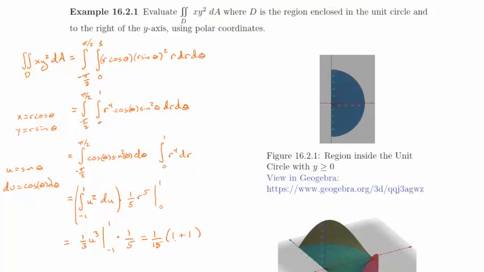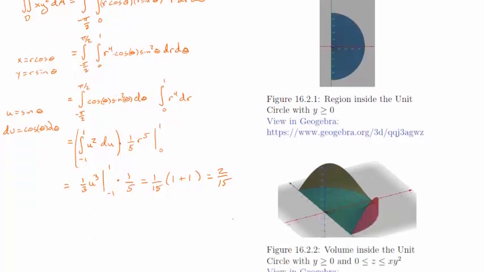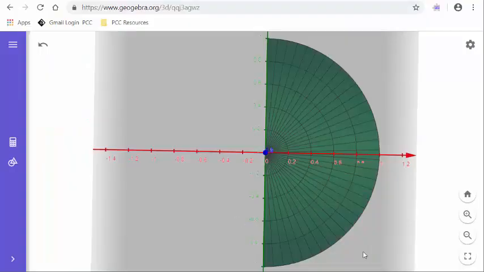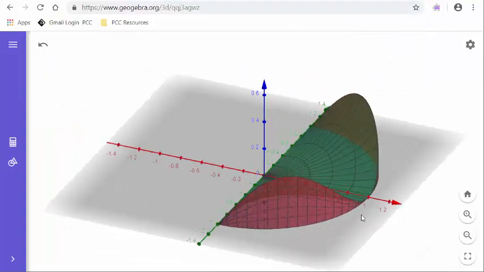When I put in a 1, I get a 1. When I put in a -1, we'll get minus -1 is 1. So 2/15 is the volume under this solid. Let's take a look at that picture one more time and see that it's this.